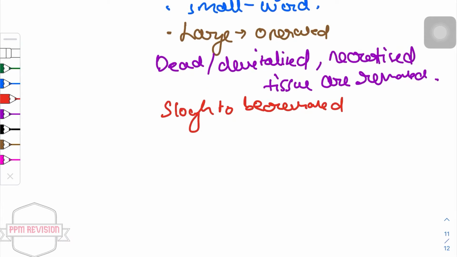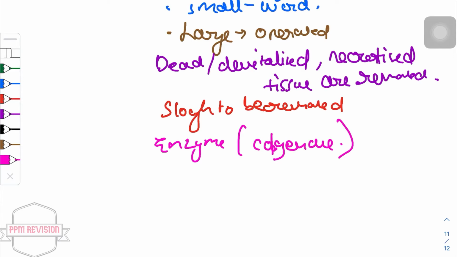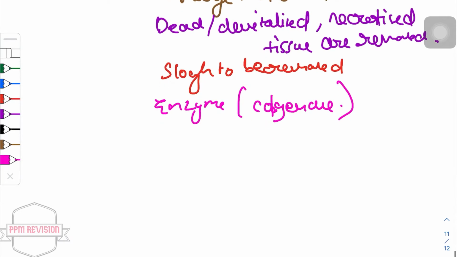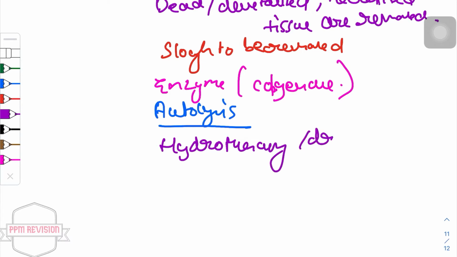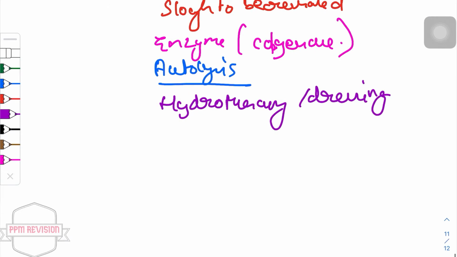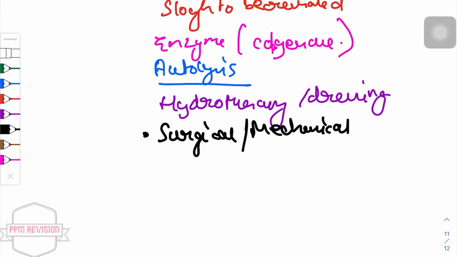Enzymes like collagenase are used for debridement. Often devitalized tissue separates on its own by autolysis, so the phenomenon of autolysis can occur, as well as hydrotherapy and dressing. So in short, to conclude, debridement can have the following steps: surgical, mechanical, autolytic, or enzymatic.